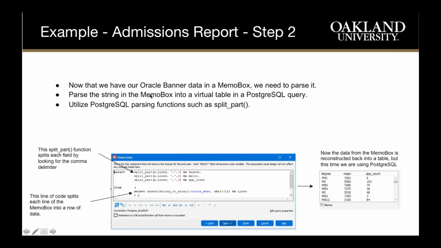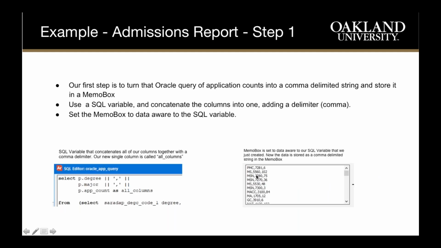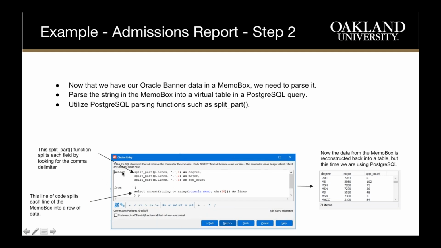So what we're going to do is utilize some Postgres string parsing functions, such as split part. The first step down here is we're going to split the line of code for each row, using the character 10 and the string to array function. This splits each line of this memo box down here into one row. But now that we have it in one row, we need to separate the columns as well.